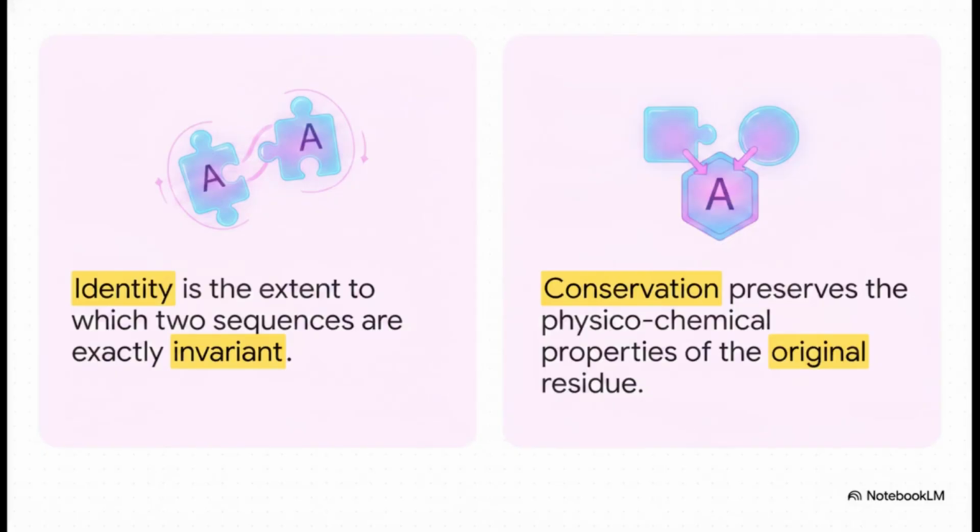Let's break that down just to make sure the nuance is totally clear. Identity means the sequences are exactly invariant. The code is identical. It hasn't changed at all. Conservation, on the other hand, means there has been a change at a specific position over evolutionary time, but, and this is key, that change still preserves the physicochemical properties of the original residue. The code changed, sure, but it still performs the exact same function in the resulting protein. Together, identity and conservation give us the real measure of biological similarity.